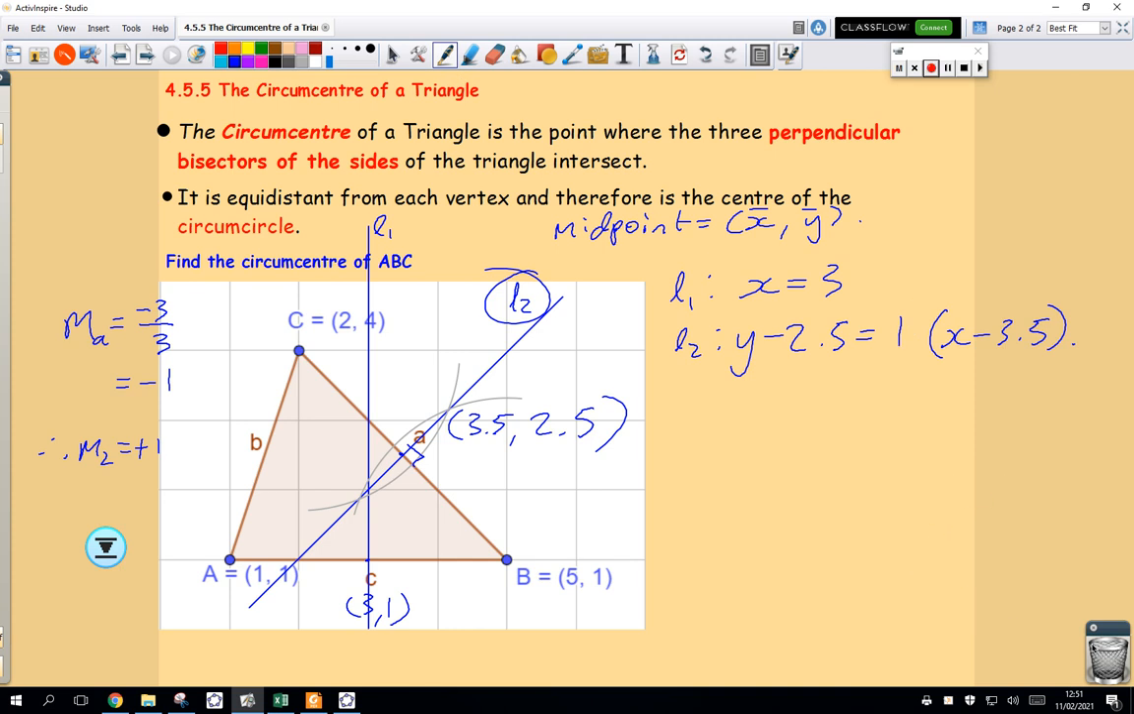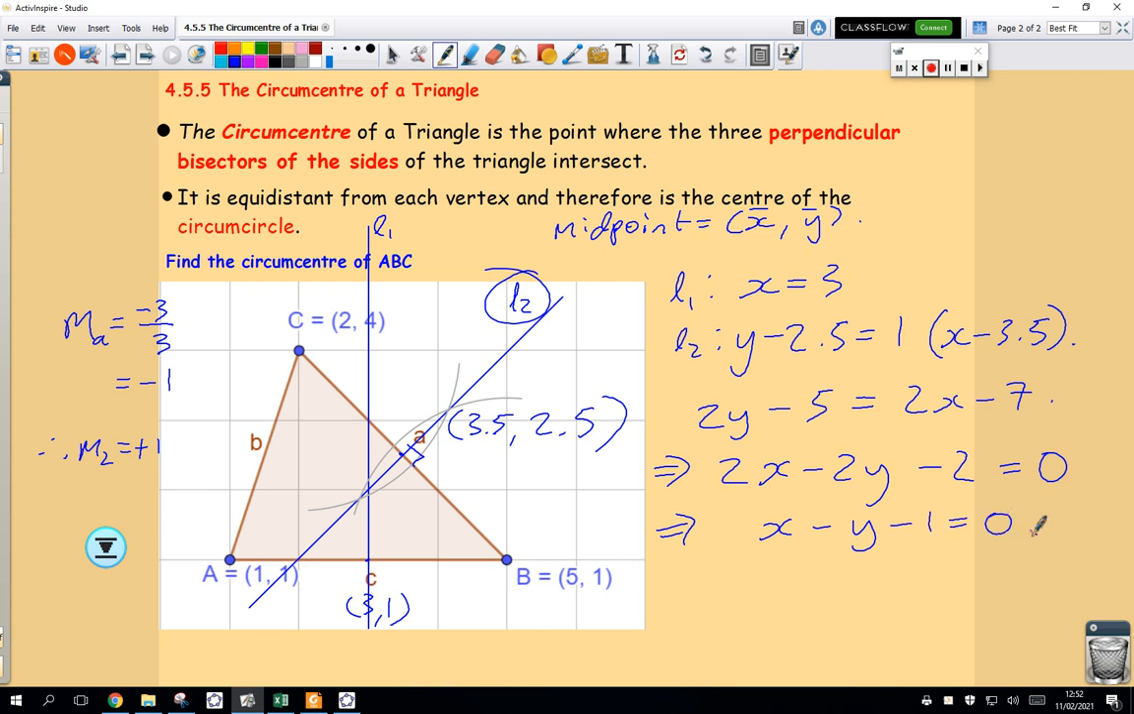Let me just write that in a simpler form. So maybe I'll double both sides to get rid of these decimals. I don't really like those. So I'm going to get 2y subtract 5 equals 2x subtract 7. That's my equation. I can write that in standard form if I want. That would be the equation 2x subtract 2y subtract 2 equals 0. And dividing everything across by 2, that's just going to give me x minus y minus 1 equals 0. That's the equation of the line L2.